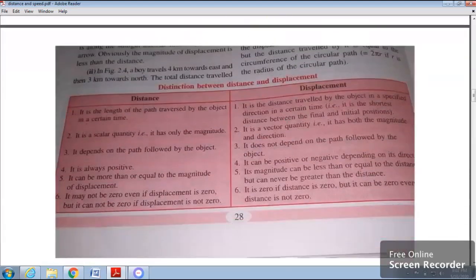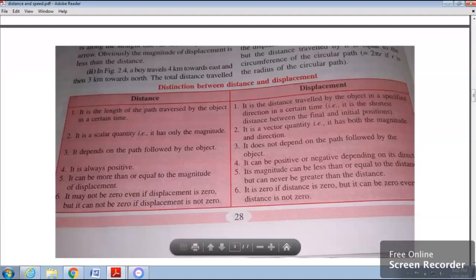Now next is the difference between distance and displacement, the most important one. First point: distance is the length of the path followed by the body, the actual distance followed by the body. Displacement, the shortest distance between the initial and the final position, is called displacement. Point number 2: distance is a scalar quantity, it has only magnitude. Point number 2 in displacement: it is a vector quantity, so it has both magnitude and direction.